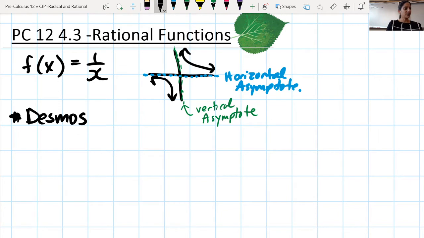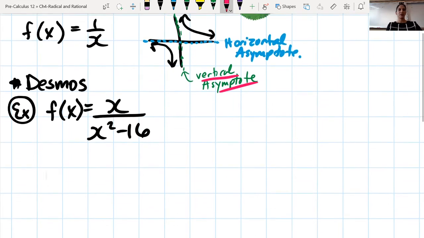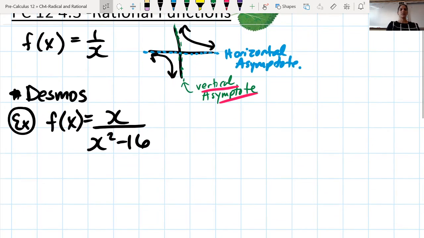So there's your quick introduction. Let's get into some quick examples. Let's say we have, for example, f of x equals x over x squared minus 16. So for this first example, all that we're going to focus on is the vertical asymptotes to start off with. So we're going to analyze this equation. You get to see why you learned all these skills over the years. You learned how to factor so you could take stuff like this and break it down.